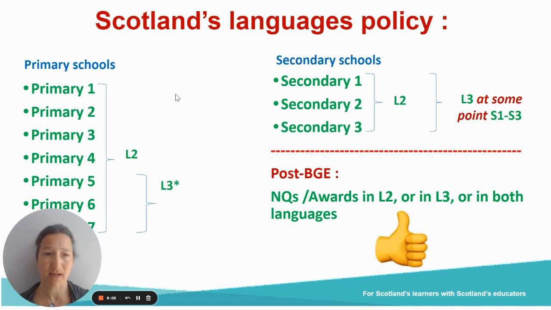There is also one slight caveat in that the L2 that started in P1 and goes through to P7 doesn't need to continue into secondary if learners have had the opportunity to experience and achieve at second level in their L3. Then when they go to secondary, they can continue the L3 and that can become their L2, and they no longer need to continue with the L2 that was started in P1. That's obviously only if the secondary school has provision for that.